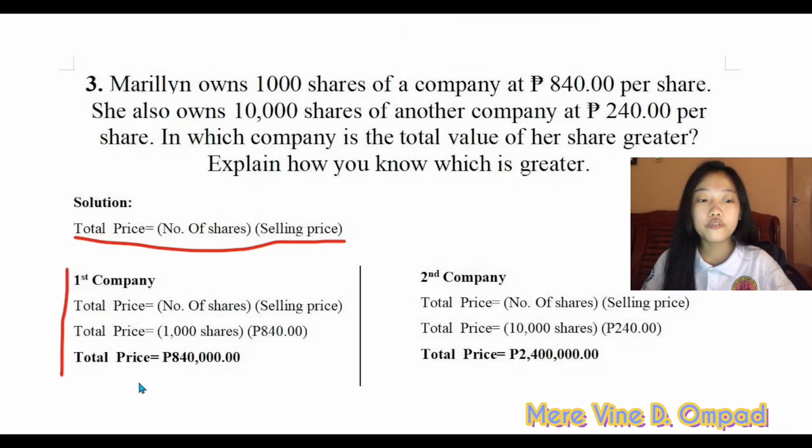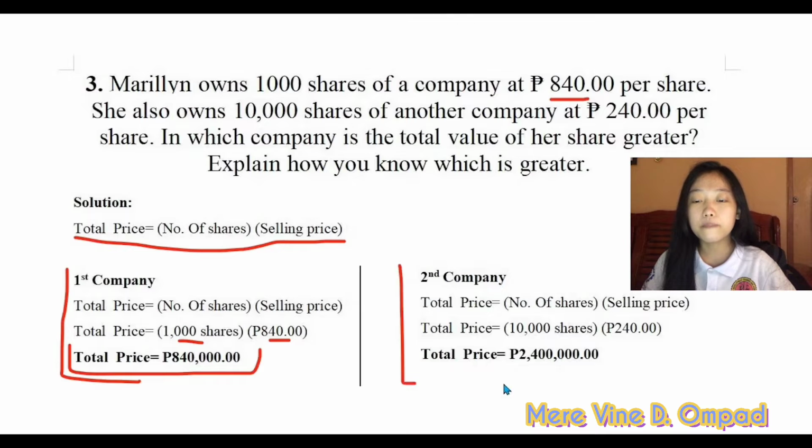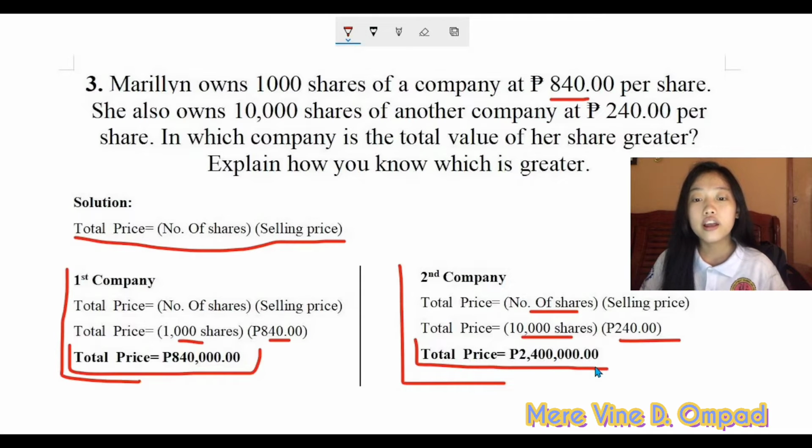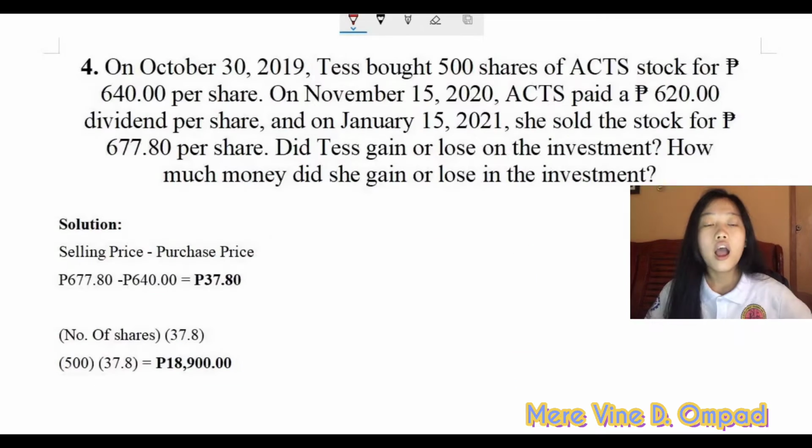So, let's compute for the first company. Its number of shares is 1,000 shares multiplied by 840 pesos, which is the selling price. Total price is equal to 840,000 pesos for the first company. And for the second company, its number of shares is 10,000 multiplied by 240. So, its total price is 2,400,000 pesos. So, the company that has greater value of her share is the second company that has 10,000 shares and costs 240 pesos per share.